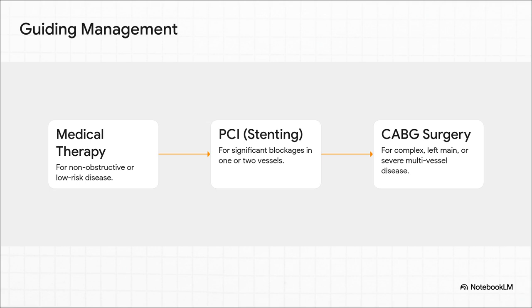For mild disease, the path is optimizing medications. For 1 or 2 significant blockages in the right spots, that path might lead to putting in a stent, or PCI, right then and there. And for really complex disease, like a blockage in the critical left main artery or multiple blocked vessels, the data clearly points us toward bypass surgery. This is the true power of the Cath. It provides the definitive clarity we need to choose the right path and completely change our patient's future.